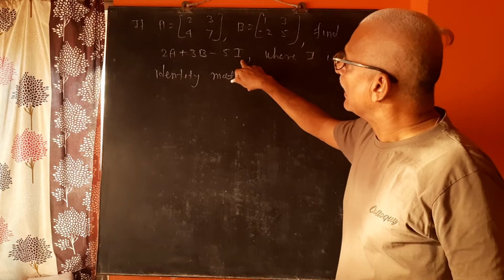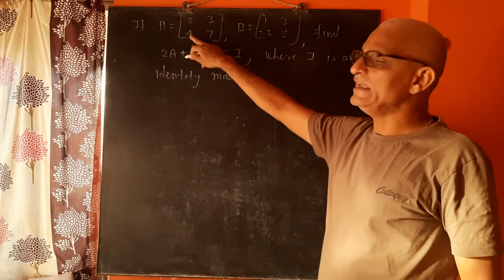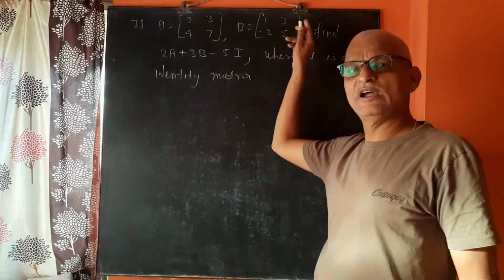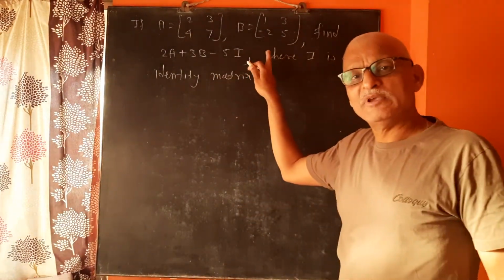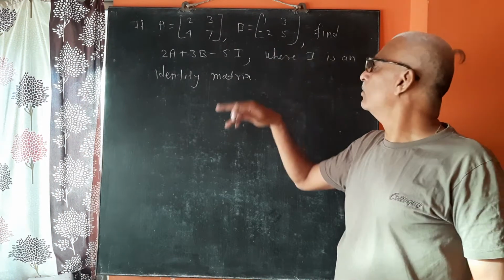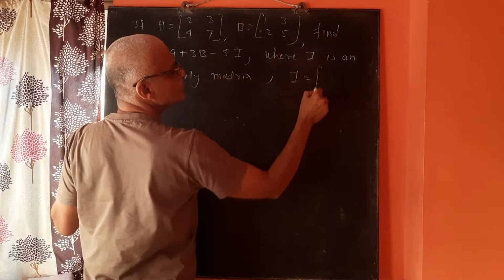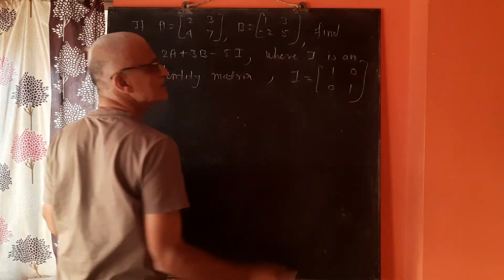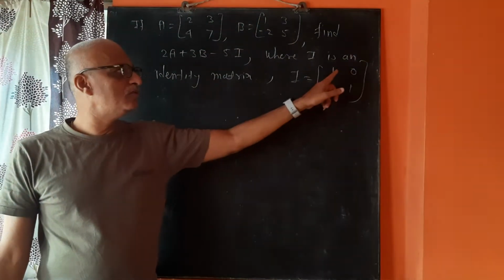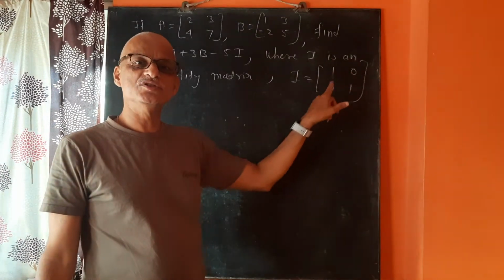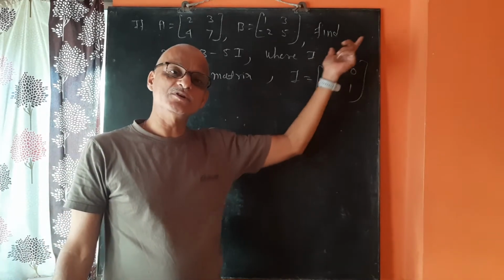Now what is the order of A? 2/2. What is the order of B? 2/2. Since A is a 2/2 matrix, B is also a 2/2 matrix. What will be the order of I? I is also 2/2. So the value of I should be 1 0 and 0 1. If it is 3/3, you have to put down 1 0 0, 0 1 0, 0 0 1. We have taken the identity matrix of 2/2 and 3/3.